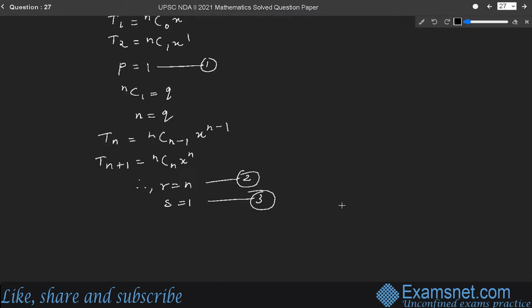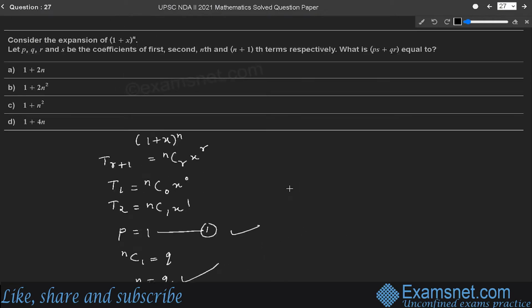We have got the values of r and s, so we can find the values. ps + qr is equal to, see, the value of p is 1, the value of q is n, the value of r is n and the value of s is 1. So, putting the values here, 1 into 1 plus n into n. It will be 1 + n^2. So, this is the correct value for the given term, which is ps + qr. So, the correct option is option C. It was also a very basic question. You just have to remember these basic concepts from the binomial expansion.